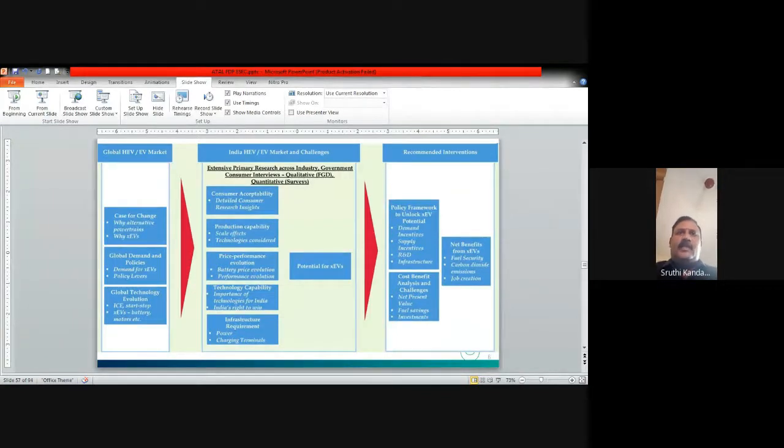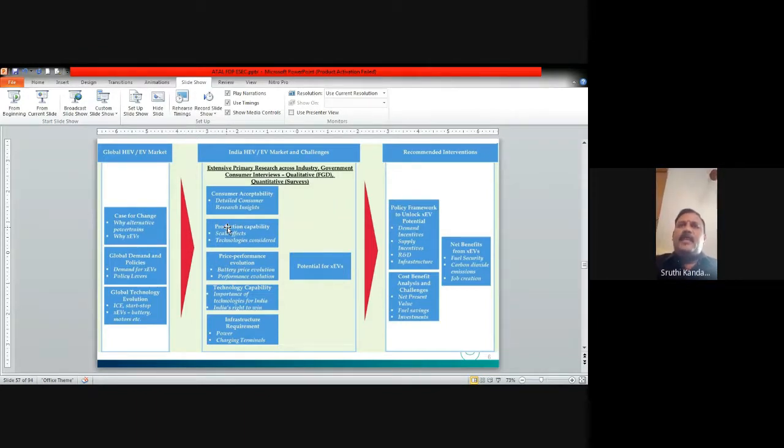The technology capability, the importance of technologies for India's right to win, and the infrastructure requirement, power and charging stations. The power and charging stations can be provided by the government sector only, not by private professionals.